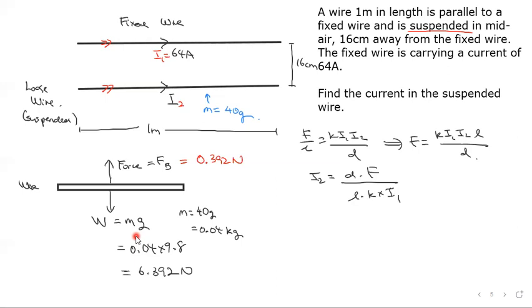We know what D is. It's 16 centimeters. It's all the way over here. So that's 0.16 meters. We know D. We know L, because that's 1 meter over here. We know K, it's 2 times 10 to the negative 7. We know F, because we've already worked it out. We know I. So we just really need to put all those numbers in at this point.